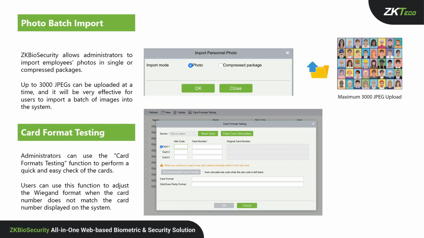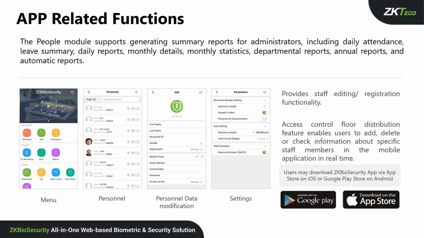Card format testing. If you want to check the format of your existing card, you can check it from our software using this option. In our mobile app, you will see this kind of option also. In the personnel section, using the app, you can enroll by using mobile. In these personal modifications, you can enter your name, all the details, even your photo, and after that, it will sync to our software.